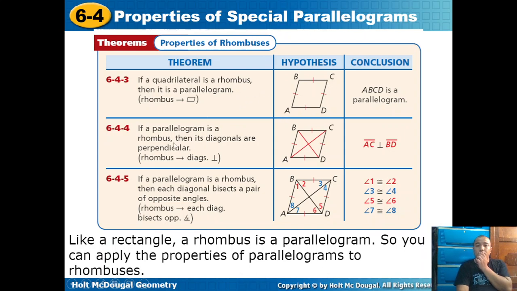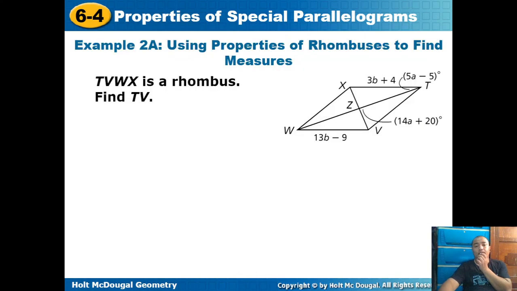If a parallelogram is a rhombus, then its diagonals are perpendicular. The diagonals of the rhombus are BD and AC. They are perpendicular with each other. If a parallelogram is a rhombus, then each diagonal bisects a pair of opposite angles. So BD and AC are diagonals. Angle 1 is congruent to angle 2, angle 3 is congruent to angle 4, angle 7 is congruent to angle 8, angle 6 is congruent to angle 10. So like a rectangle, a rhombus is a parallelogram, so you can apply the properties of parallelograms to rhombuses.